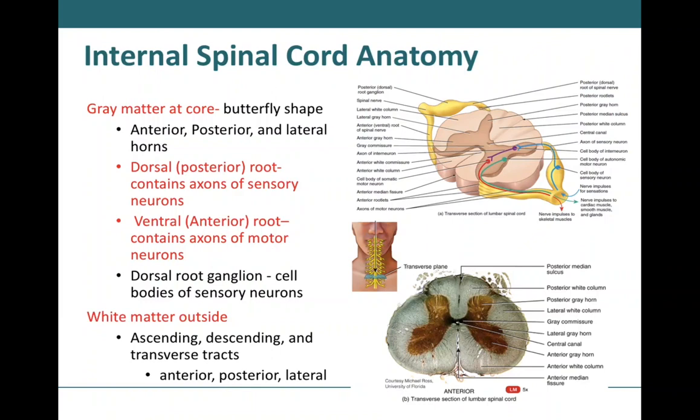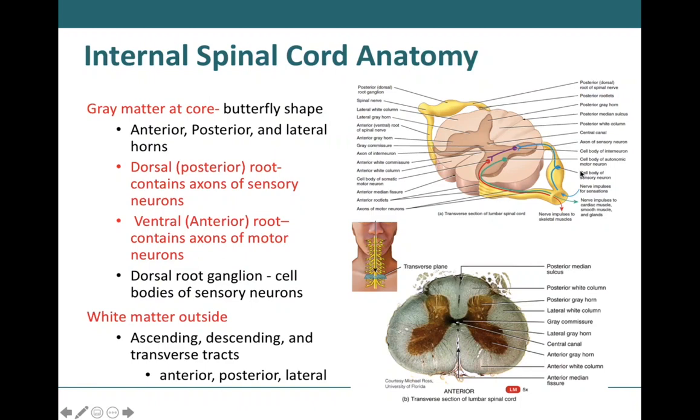Now the dorsal or the posterior root is only going to contain the axons of sensory neurons that are bringing sensory information into the spinal cord, and the ventral or anterior root is only going to contain the axons of motor neurons that are projecting their axons out to different effectors that can be found in the body. So while the spinal nerves themselves will carry both sensory and motor information, the sensory information separates into the dorsal root, and the motor information is going to be found in the anterior root.